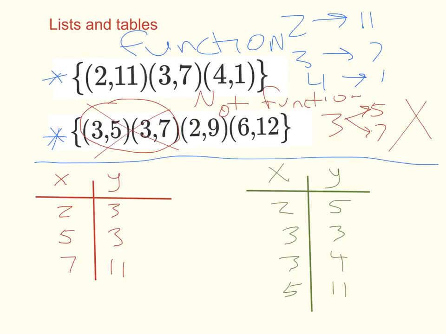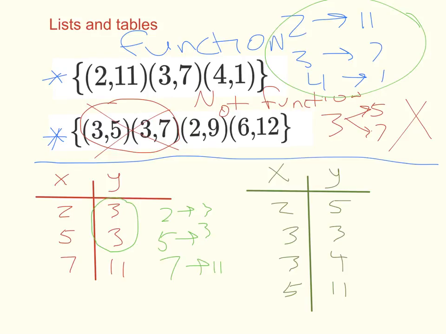Let's look at the tables. It's going to be similar with the tables in that we're going to look for one output each. The first one is a little bit tricky, so be ready. We're looking at the table in red, and we have 2, 3, 5, 3, and 7, 11. Some of you are going to say, oh, there are 2 3s, so this can't be a function. But notice if we go back to what we did up here, 2 goes to 3. That's a terrible 3, but we'll go with it. 5 goes to 3, and 7 goes to 11.